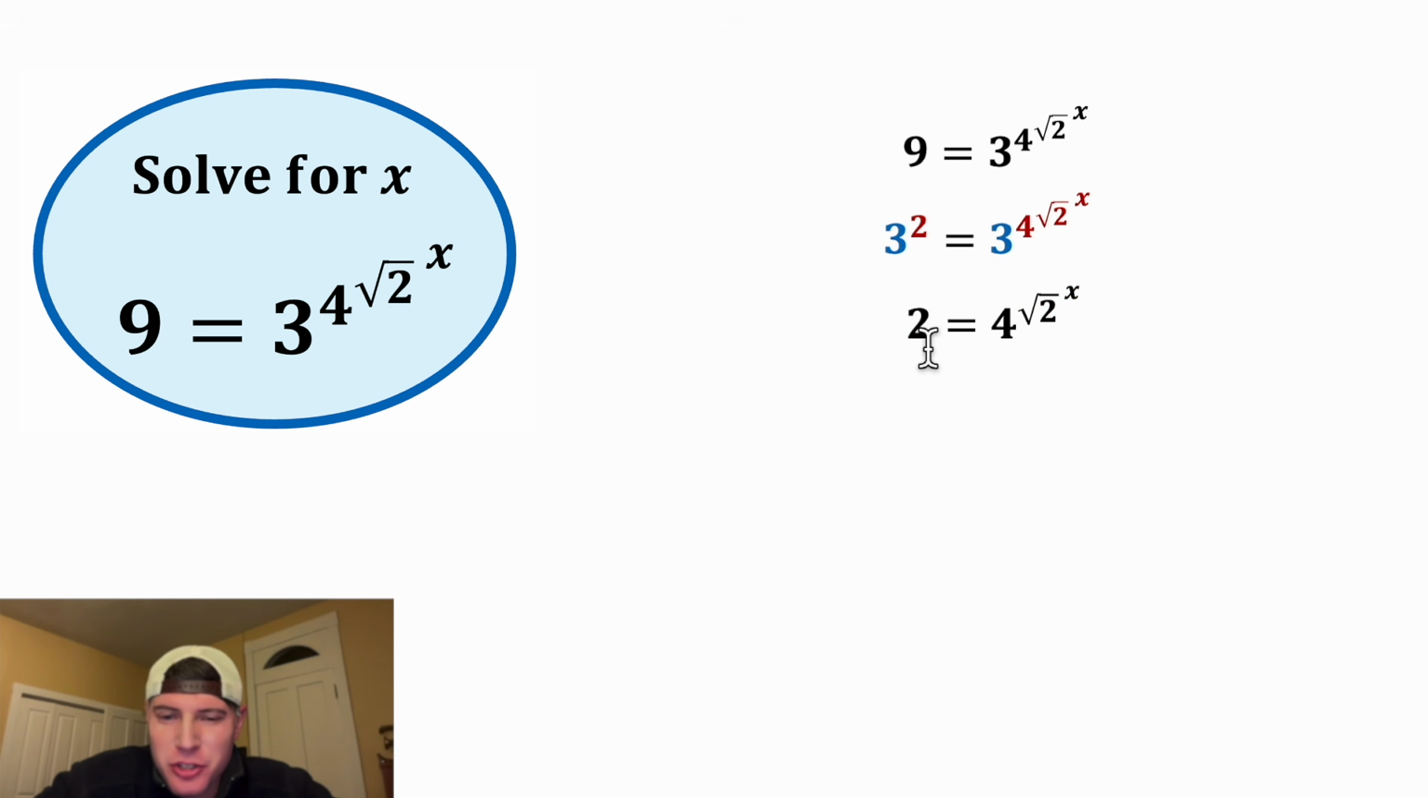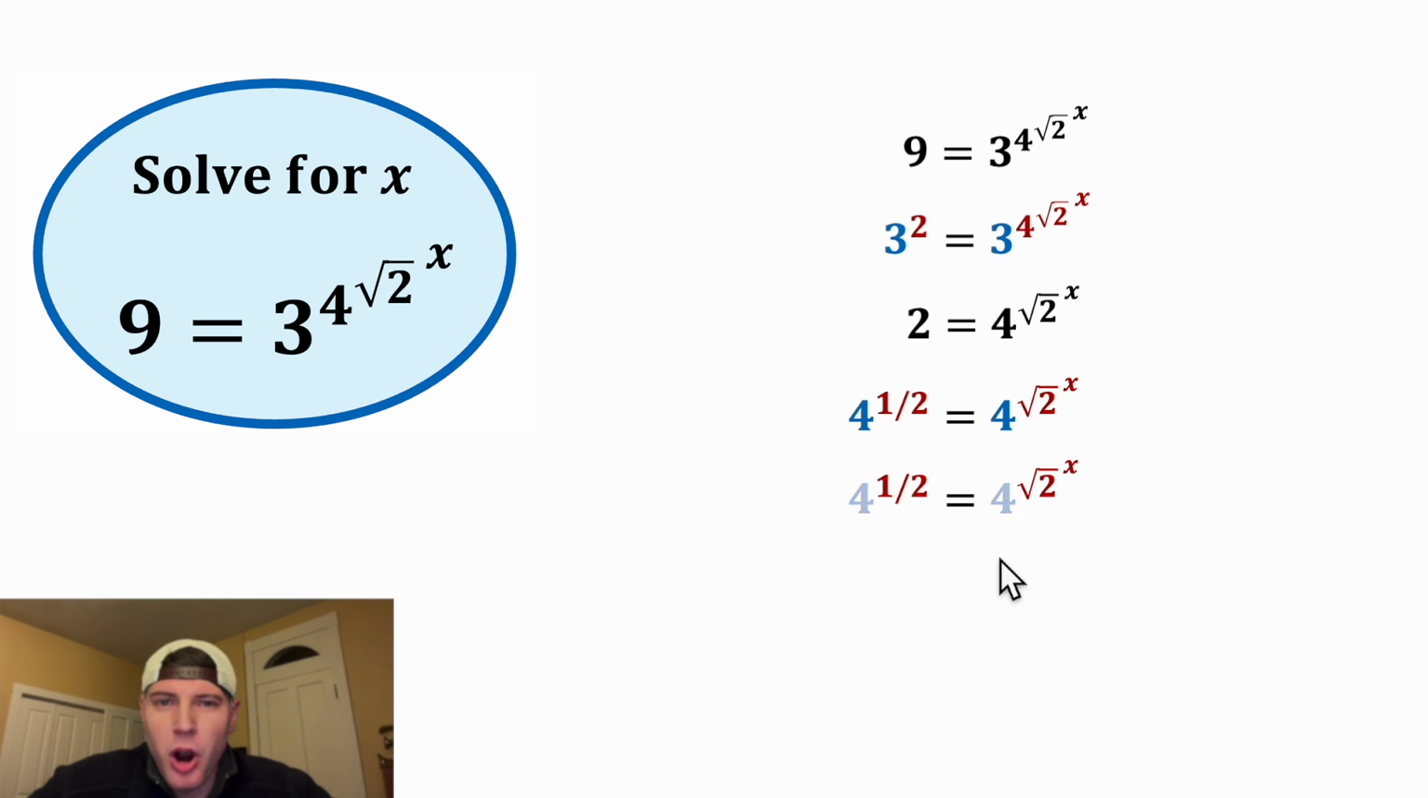We can rewrite this 2 so that it has a base of 4. 2 is equal to the same thing as the square root of 4, and that's the same thing as 4 to the 1/2 power. And then on the right-hand side, we still have 4 to the power of the square root of 2 to the power of x. Once again, these bases match, so this will only be true if these exponents are equal to each other, or in other words, we can drop the base. And that'll leave us with 1/2 is equal to the square root of 2 to the power of x.